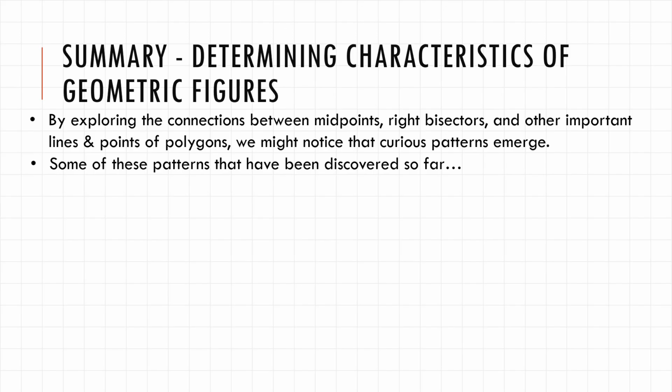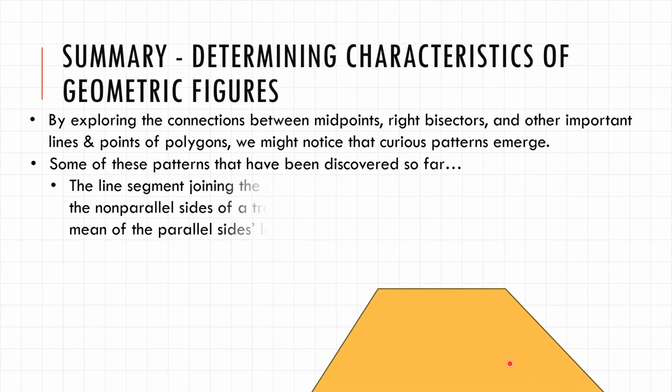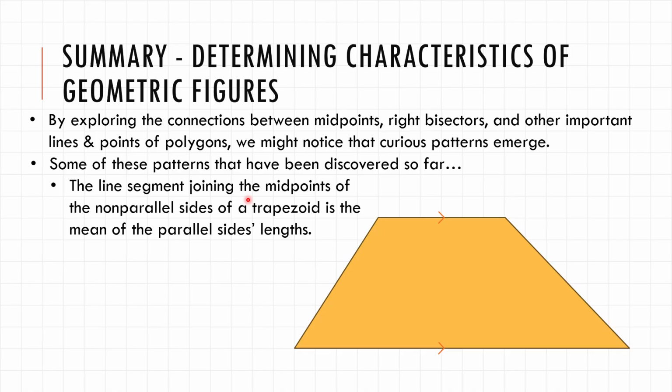Another thing that you might want to look into is the pattern of the line segment joining the midpoints of the non-parallel sides of a trapezoid. So these two sides are parallel. If I draw a line segment joining the other two sides, this is actually parallel to the parallel sides, and its length is the mean, the average between the other two sides. And I can actually show you a diagram of that happening right here. So this line segment right here is the average.